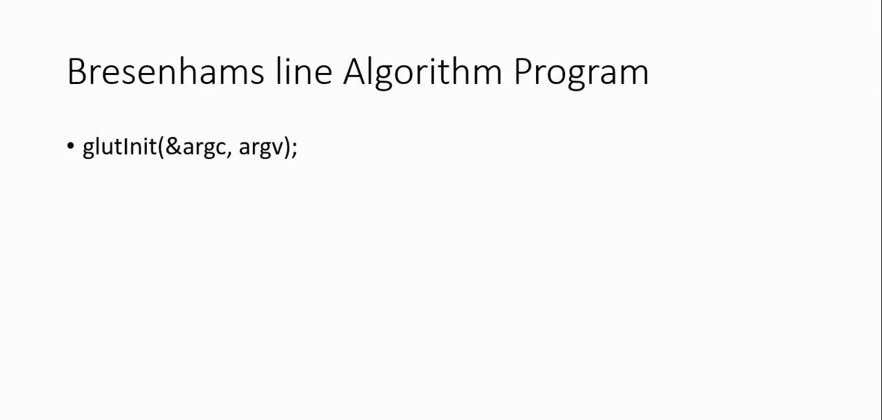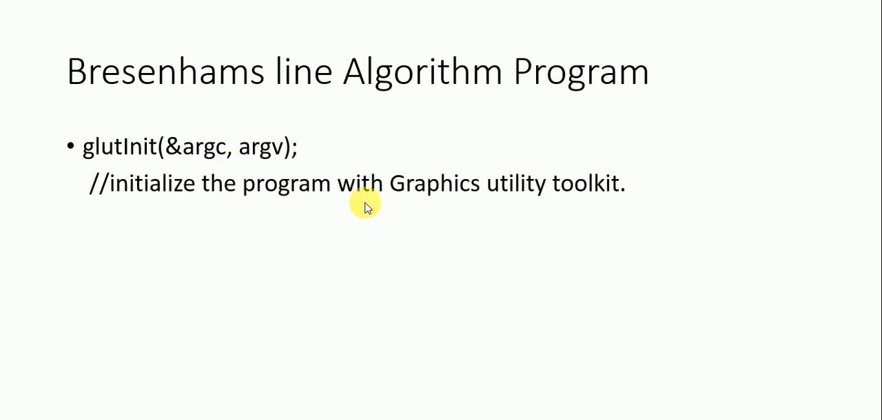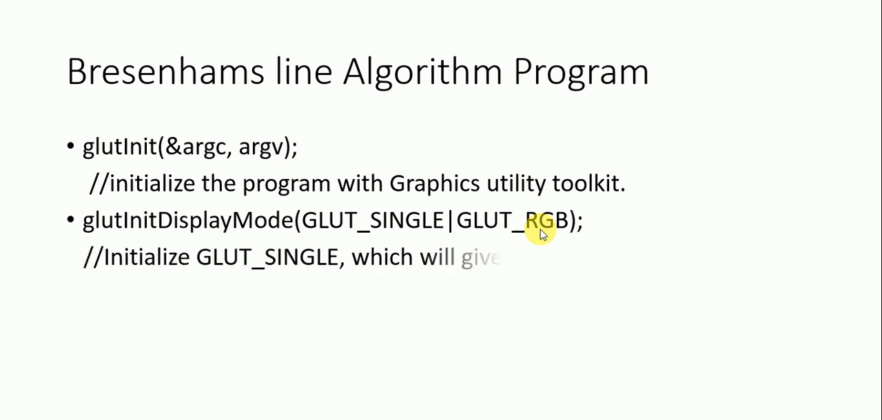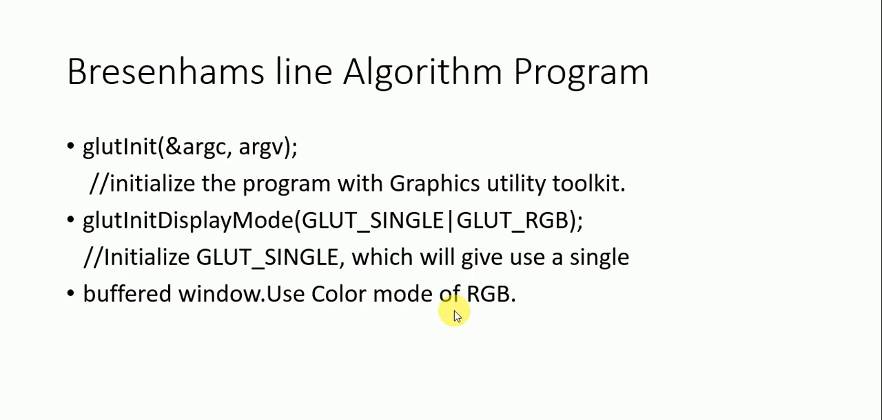And now, let us understand the algorithm of the Bresenham's line program. The program starts with glutInit with argc, which initializes the program with the graphics utility toolkit. Then glutInitDisplayMode selects the single buffer and the RGB color mode. Then initialize the window size.